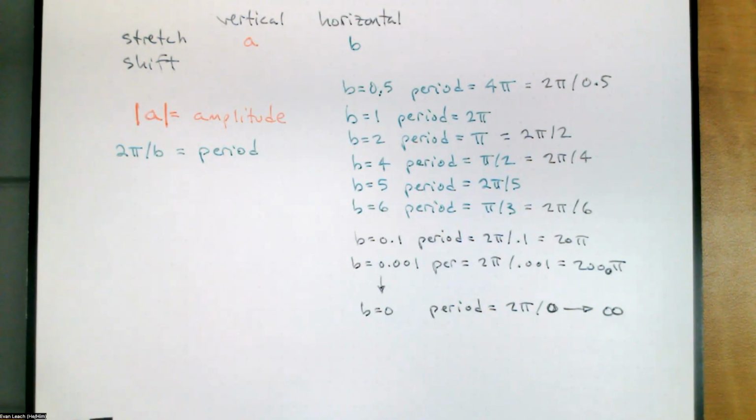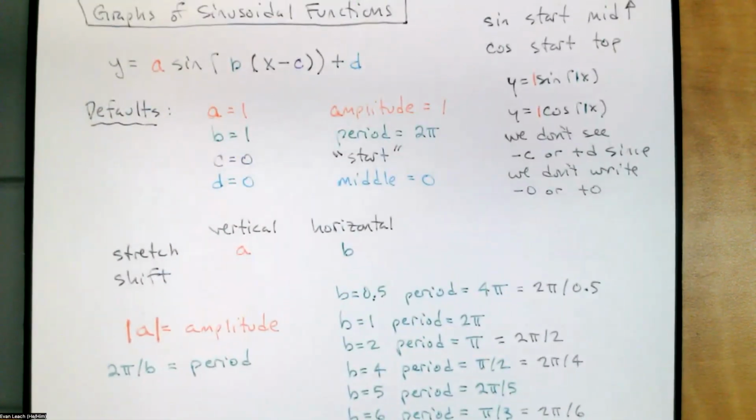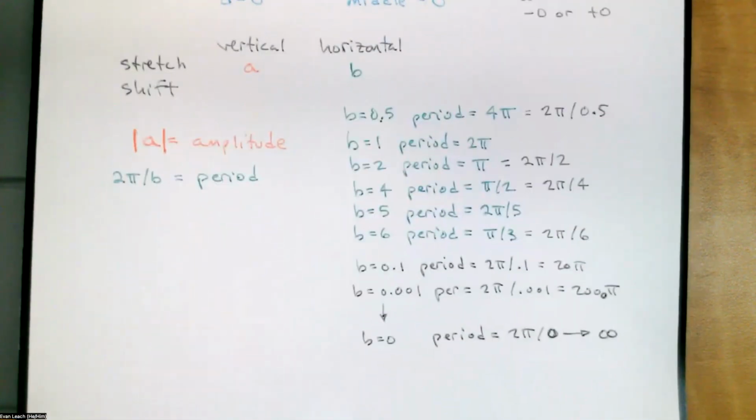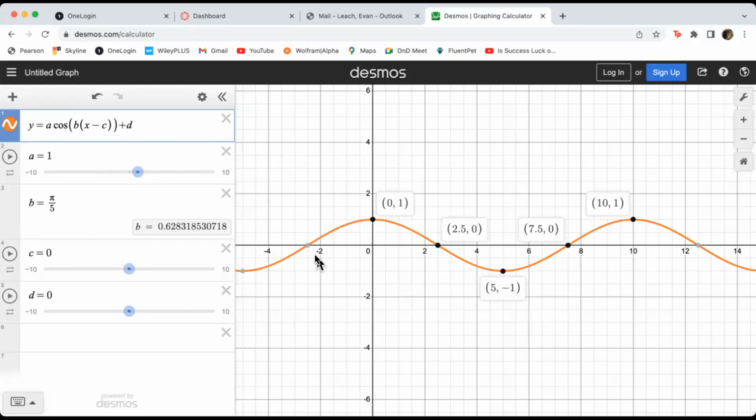Now we want to move on to the shifts. We want to look at changes in the vertical and the horizontal with the shifts. So we've got 2 left. We've got C and D. So let's go over to our graph and check out some changes in C and D.